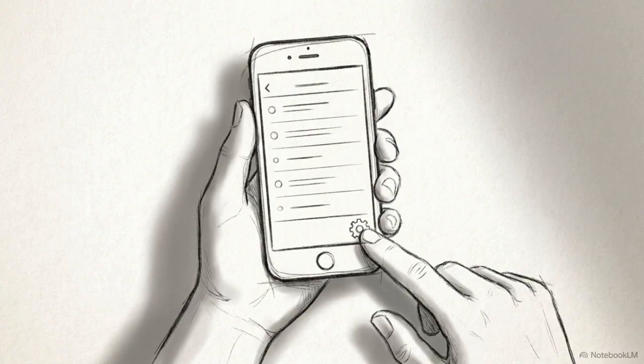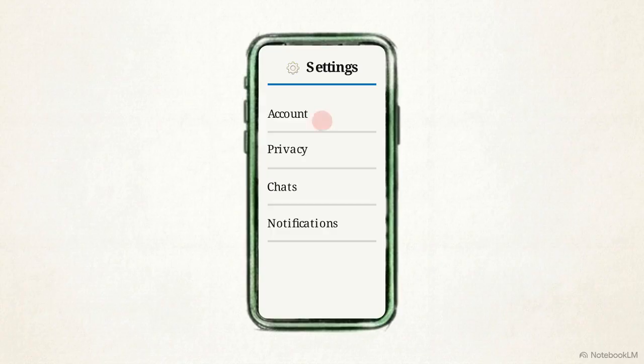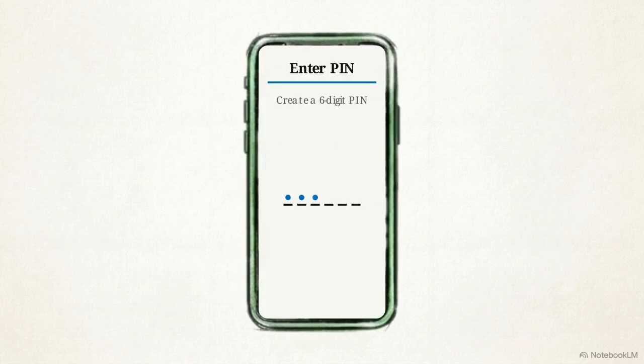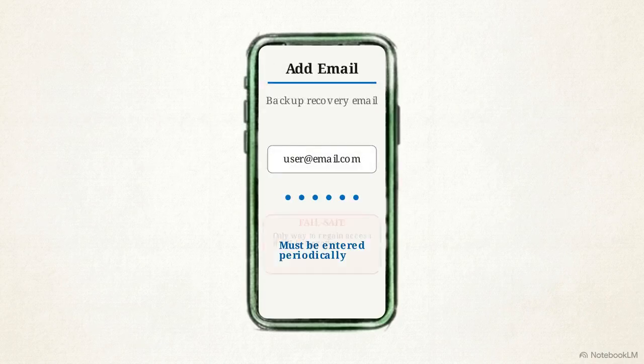We will now apply technical settings to secure your account. Open your WhatsApp settings menu now. Tap on Account, then 2-step verification, and turn it on. This requires you to create a unique 6-digit PIN that must be entered periodically to access the account. During this setup, you must add a backup recovery email. This is your only way to regain access if you forget your PIN.